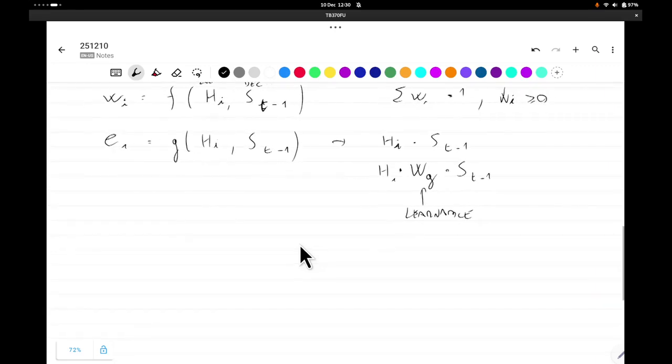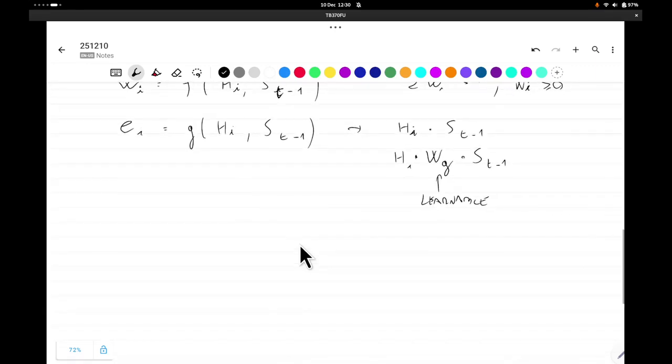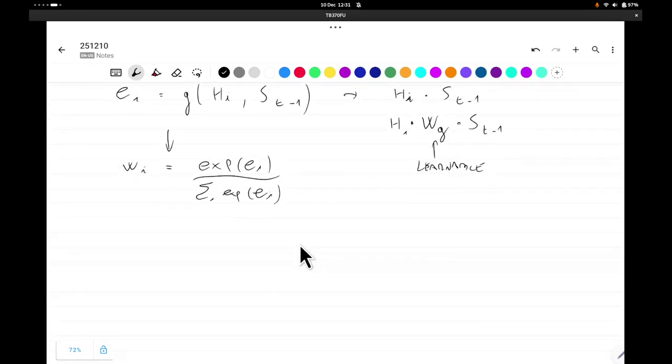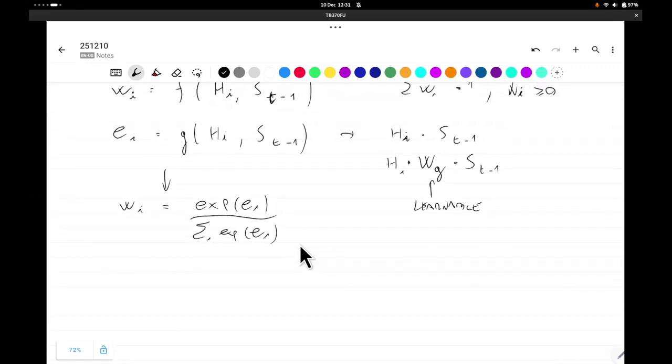And the next step is, after I just learned or made this mapping, I have to transform these E variables into actual weights. So we use the usual trick of the softmax. So basically we say, if I take the exponential of the E_i and I divide by the sum of these exponentials, I get something where each W is positive, and they sum to 1.